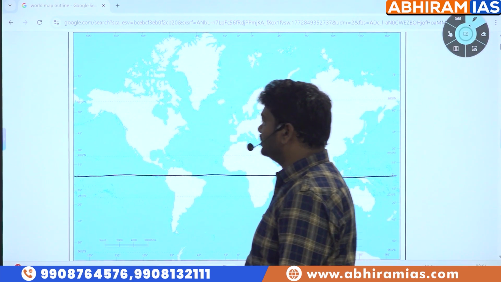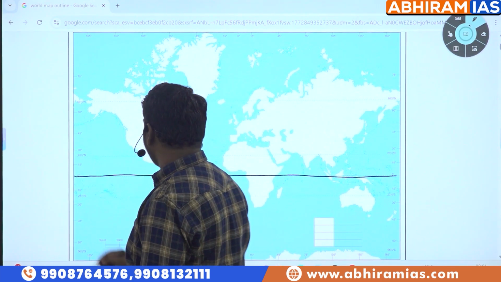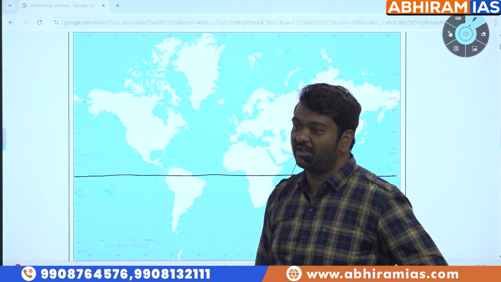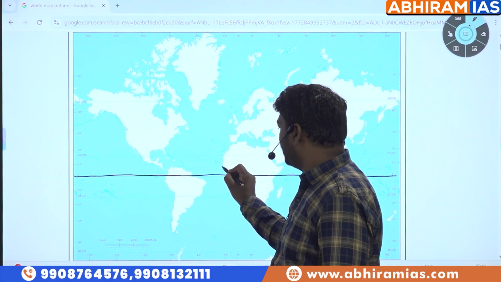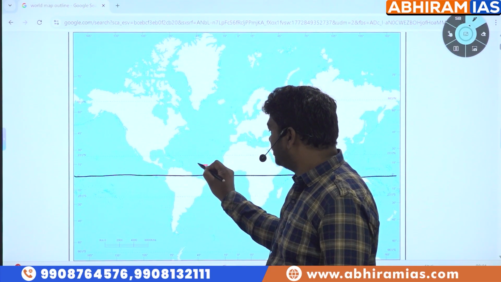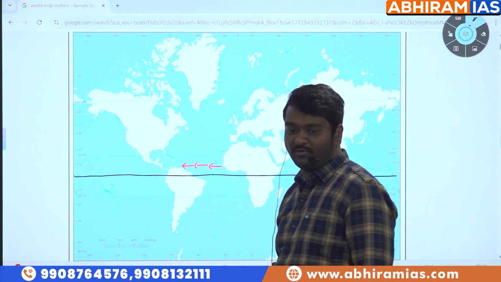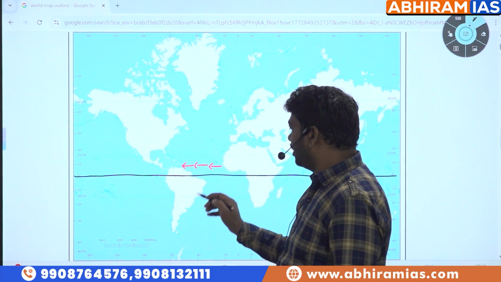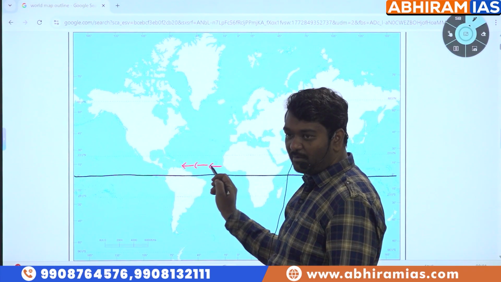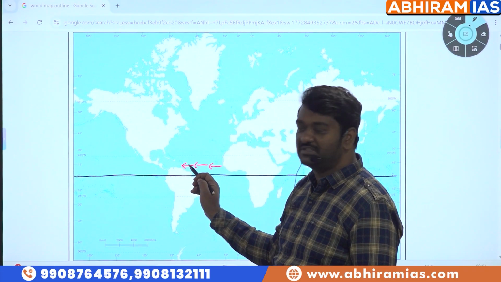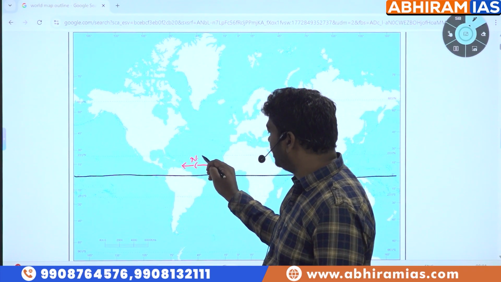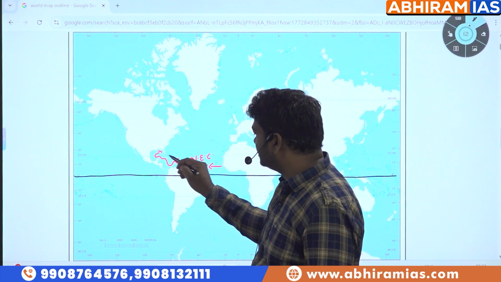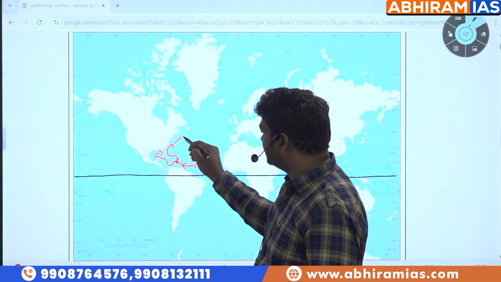Above the equator, 0 to 30, can you tell which winds will be there? Northeast trade winds. Northeast trade winds means the water will flow from where to where? East to west. Same thing. Below also it went from east to west. Above also it is going from east to west. East to west here is the North Equatorial Current. After hitting, one branch goes like this, another branch comes like this.